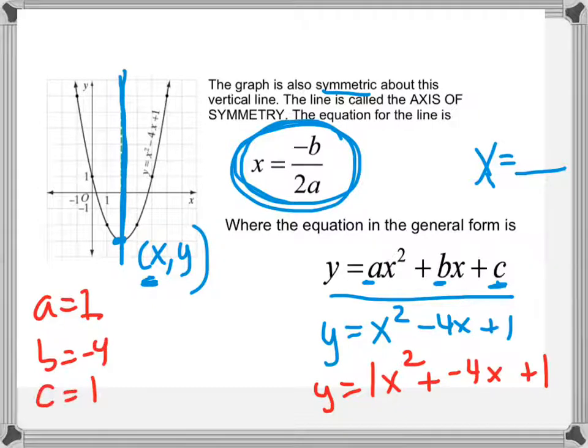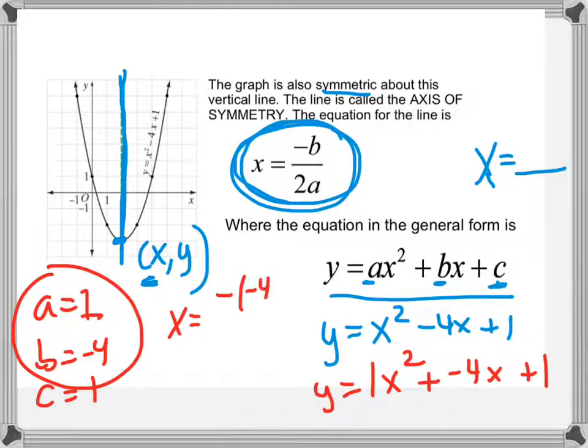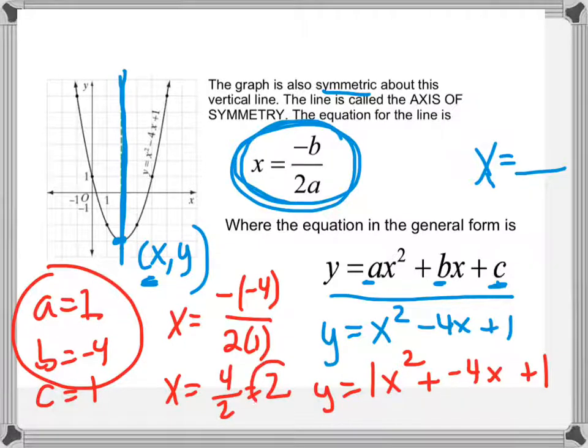And it turns out that if I take these a and b values and put them into this equation, x is equal to -b over 2a, so it means take the opposite of what b is, over 2 times a. I'd have x is equal to the opposite of -4, which is 4, over 2, so x is equal to 2. And notice that was what our x coordinate was. It was (2, -3).